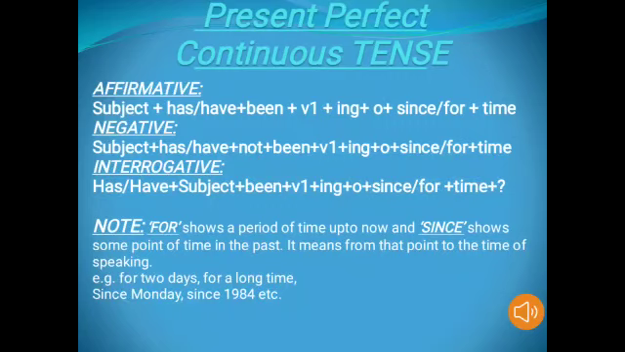For example, for 2 days means duration is given here, 2 days, so we will use for. A long time duration is given, but it is not given when the work had started. When the starting point is given, we use since, and when only duration is given, we use for. Now the examples of since: since Monday, since 1984. Here the starting point is given to us, when the work had started, Monday, 1984. When the starting point is given, we use since.